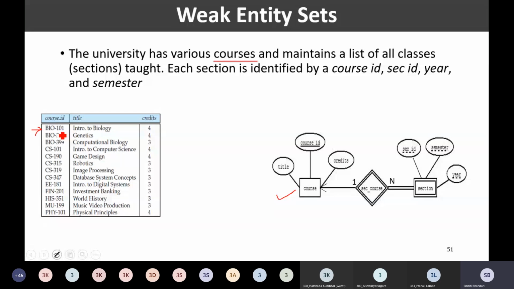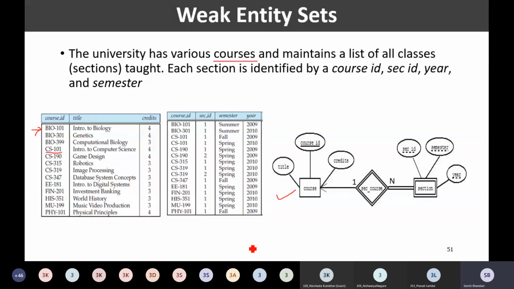But every course, as stated here, has its sections. Say for example, this course ID BIO101 has section 1, 2, 3 and so on. Similarly, if I look at another course, say CS101, then this course also has section 1, 2, 3 and so on. So we need to maintain the information like under which course, which sections are being taught in which semester and in which year. Right? So we would like to store something like this.